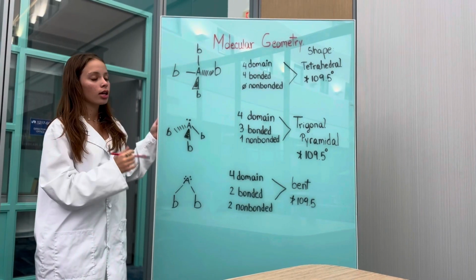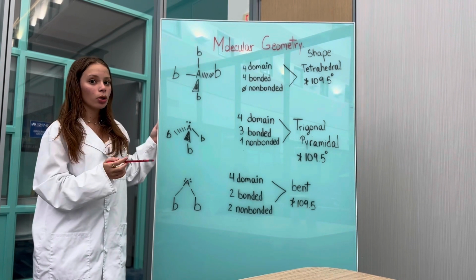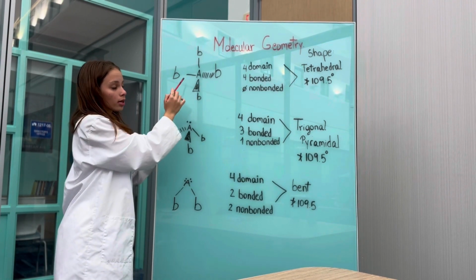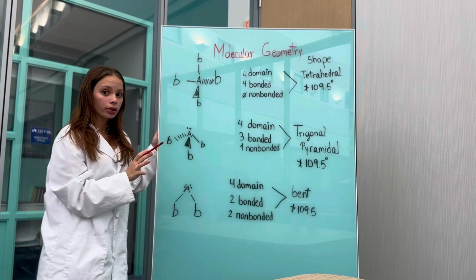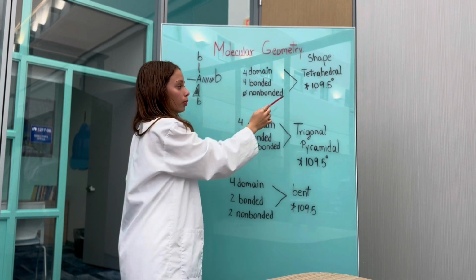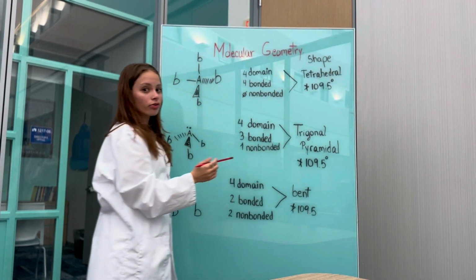The third section has a tetrahedral electron geometry. For example, in this one, we have 4 domains, and the 4 domains are bonded, and we don't have any non-bonded, so it's going to be 0. And this example has a tetrahedral shape with an angle of 109.5 degrees.